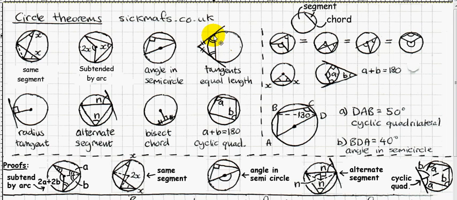Okay, so a very important result of this idea that these two lengths are equal is that if you connect the points where the tangents meet the circle, you basically get an isosceles triangle, and therefore these two angles must be equal to each other.